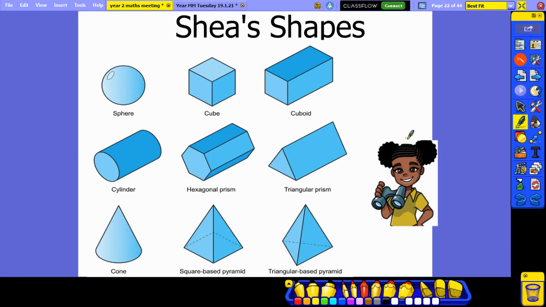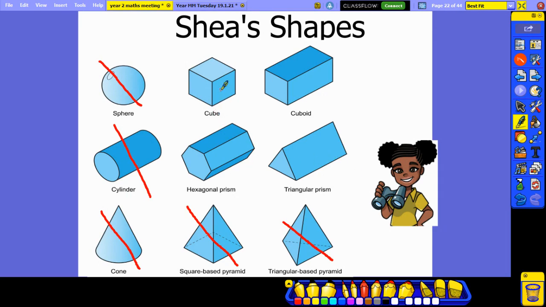So her shape had 6 faces. Can't be a sphere, that's only got 1. Can't be a cylinder, 3 faces. Cone's only got 2 faces. Triangular-based pyramid's got 4 faces. The square-based pyramid has got 1, 2, 3, 4, 5 faces.